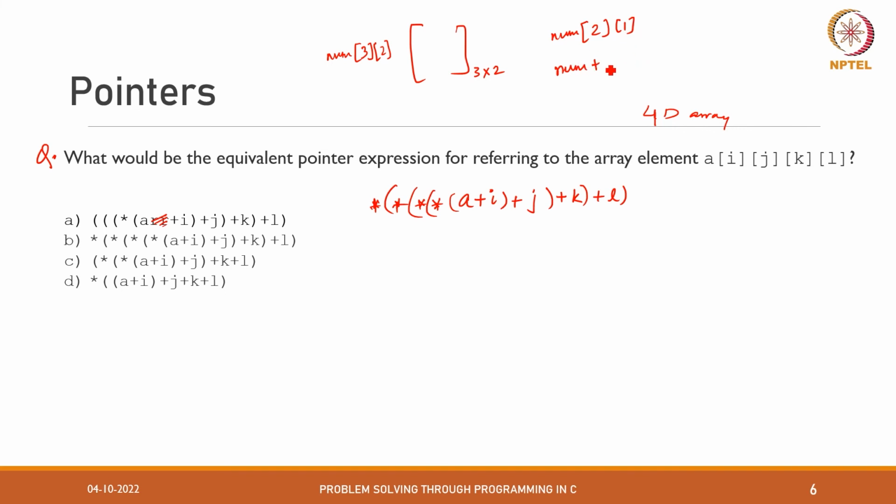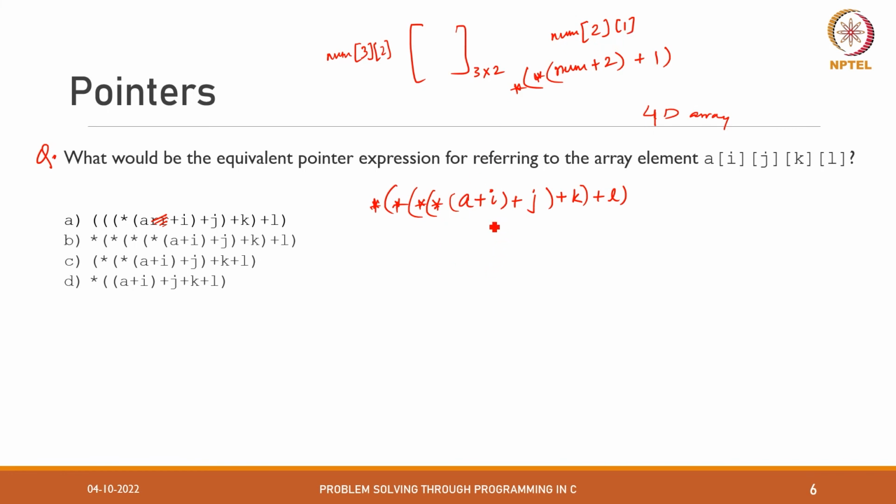Okay, so I wrote num plus 2, so that moved to the third row of the array, and then I added 1 here, which moved it to the second column of the array. Then I put the star, so it returned the value at that particular memory location, that is, the third row and second column.